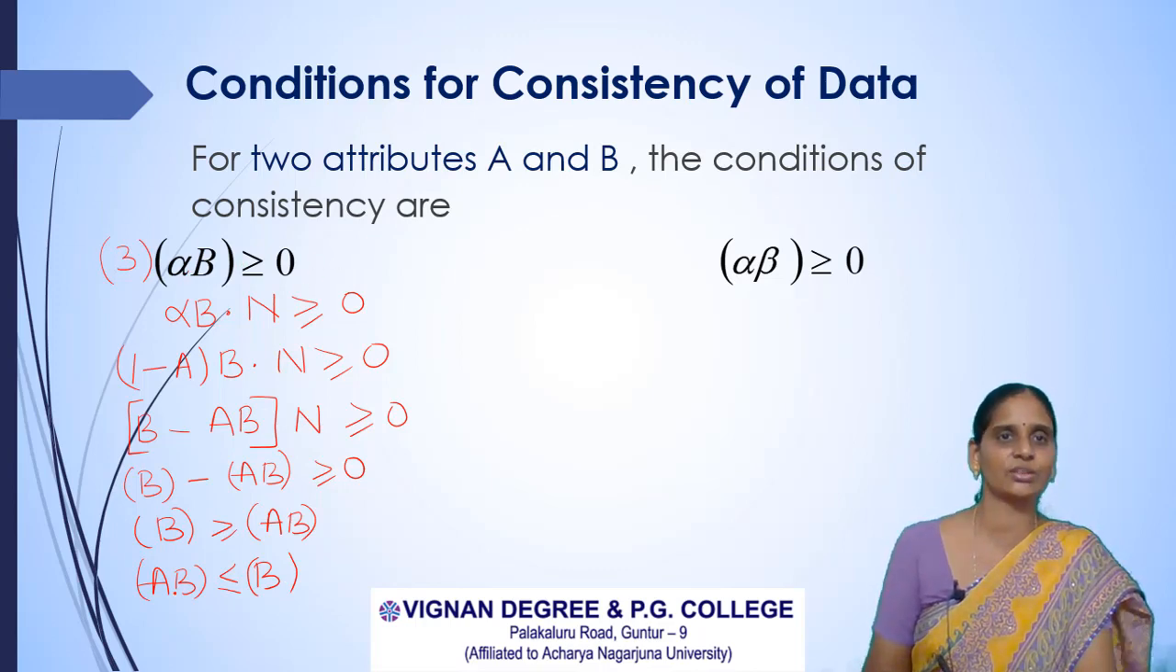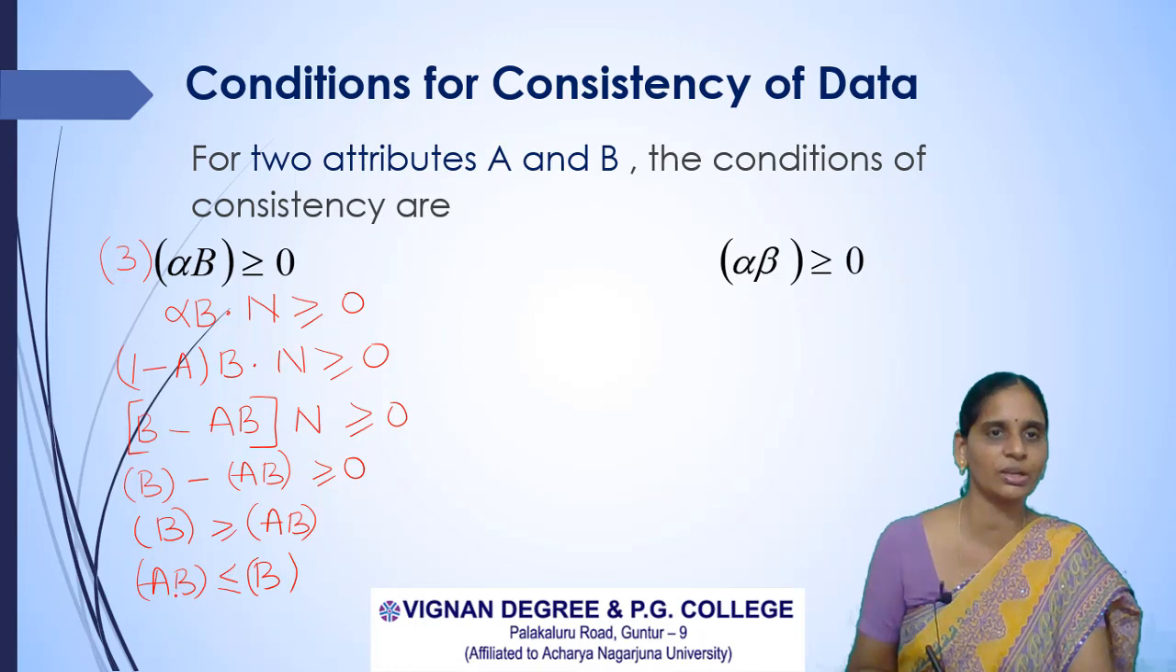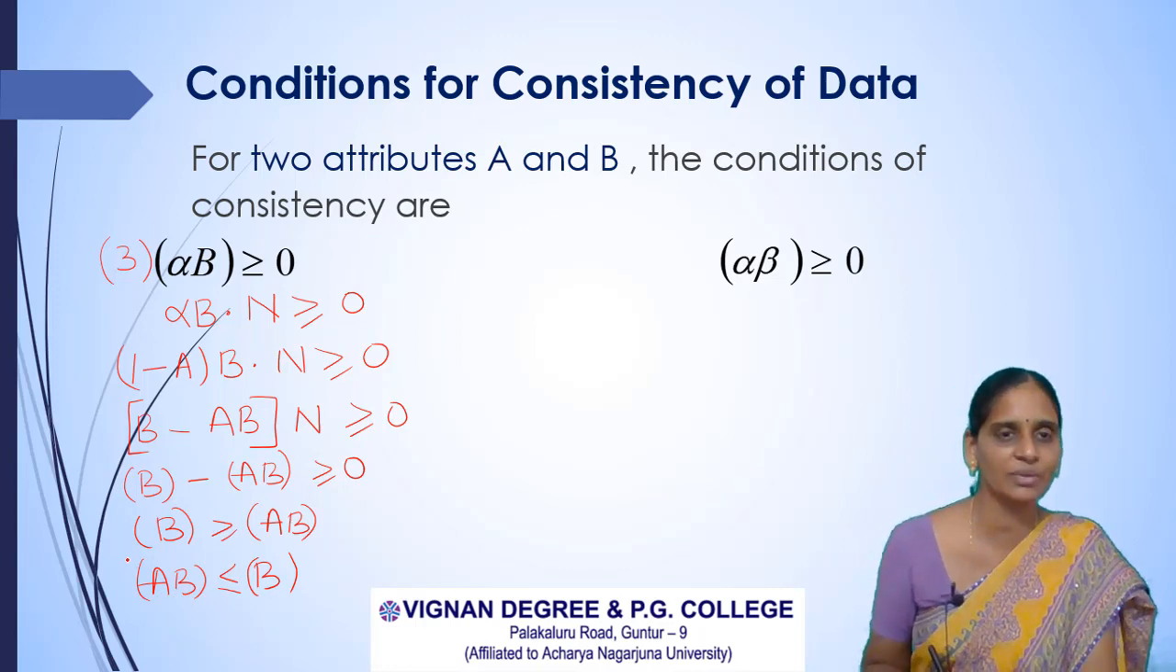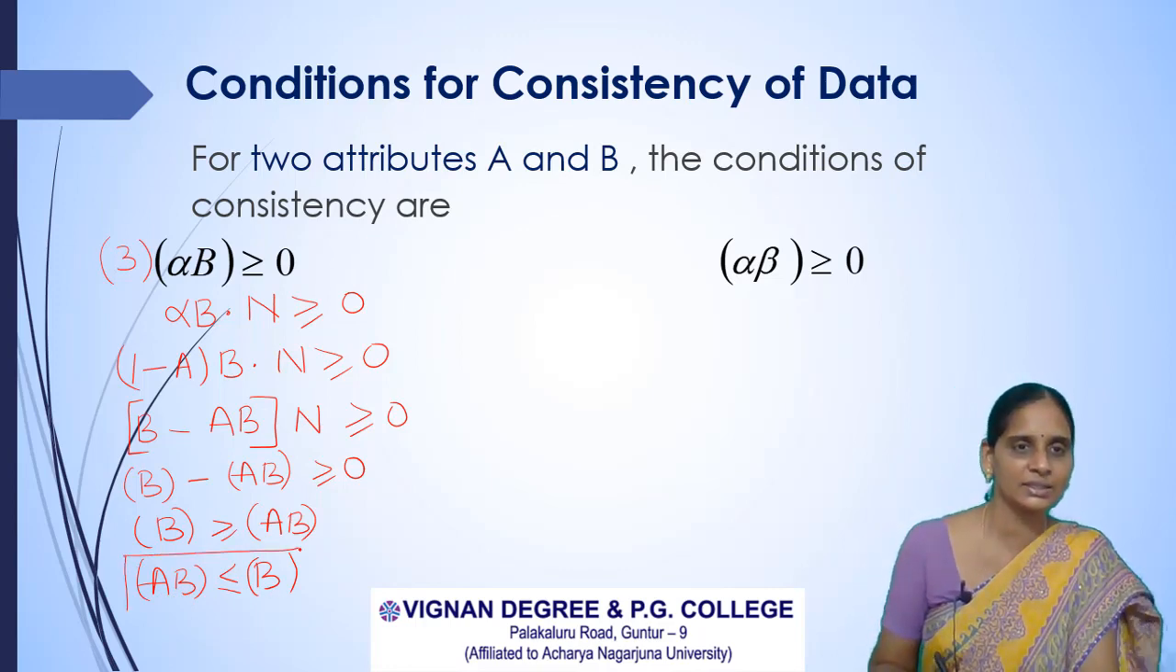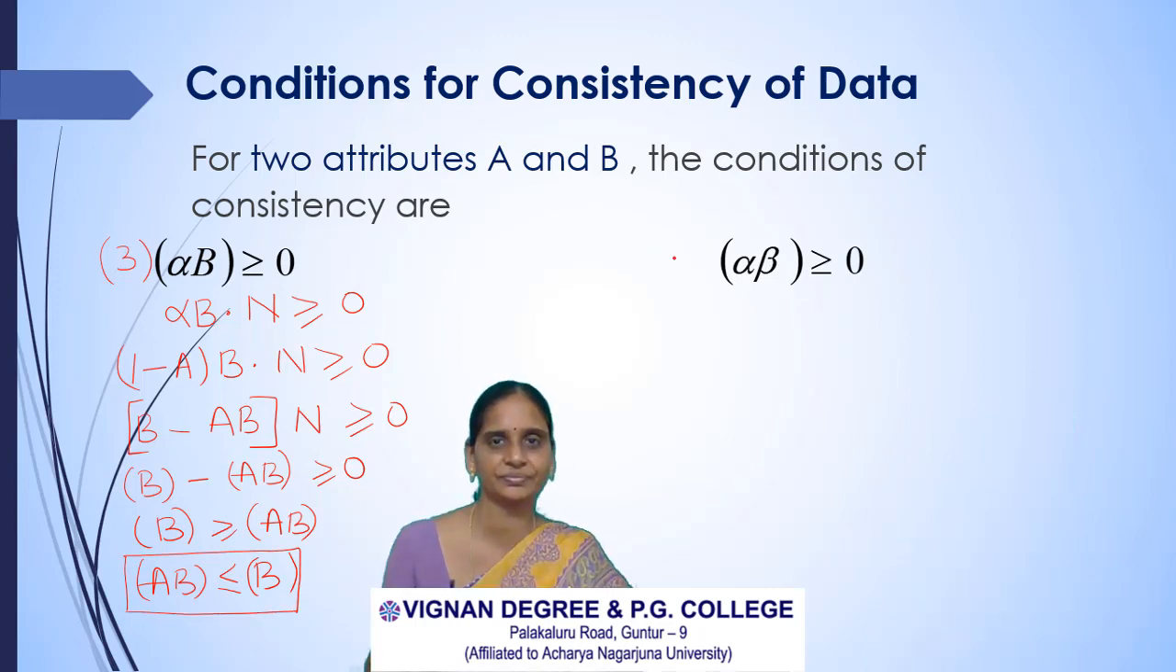So that is frequency of alpha b is greater than or equal to 0. Then we get frequency of AB is less than or equal to frequency of B. And the fourth condition, that is frequency of alpha beta is greater than or equal to 0. Again, alpha beta can be expressed in the terms A and B.